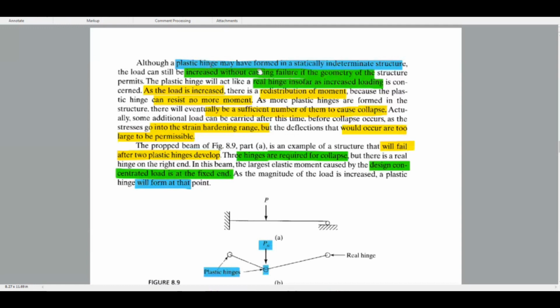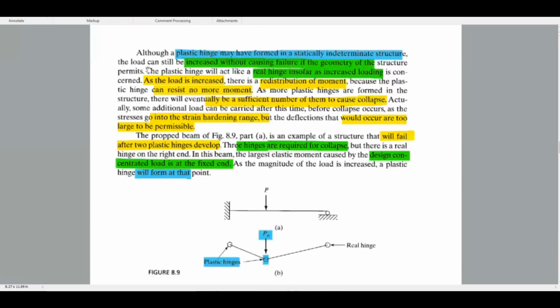Although the plastic hinge may have formed in a statically indeterminate structure, the load still can be increased without causing failure if the geometry of the structure permits.